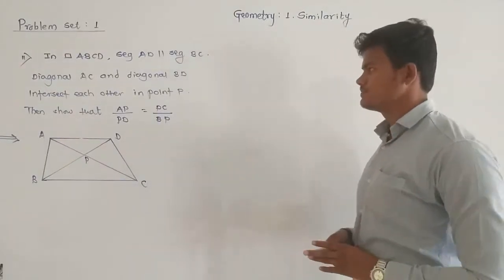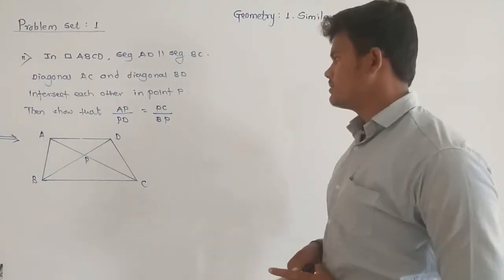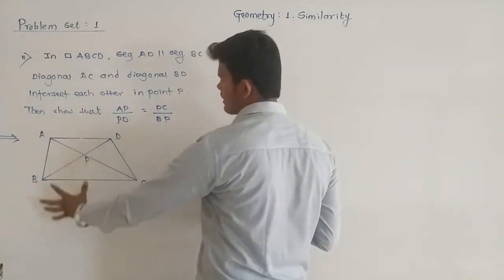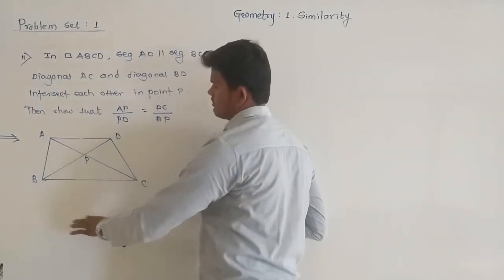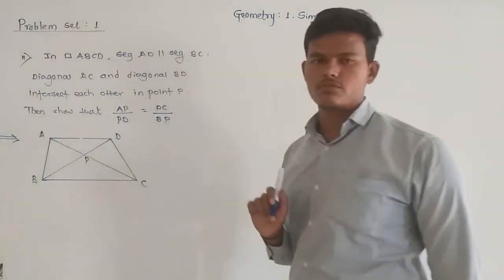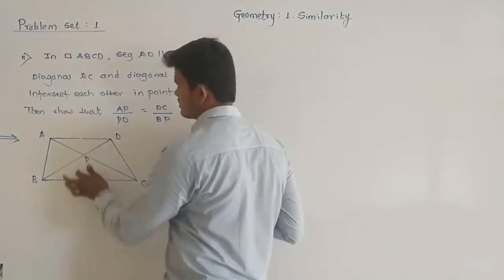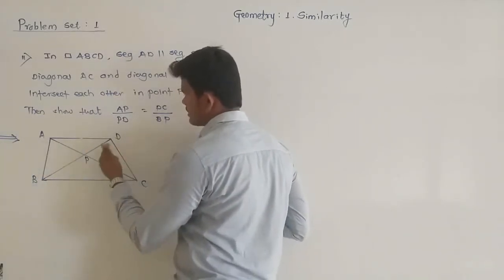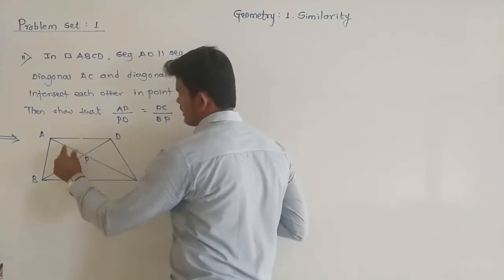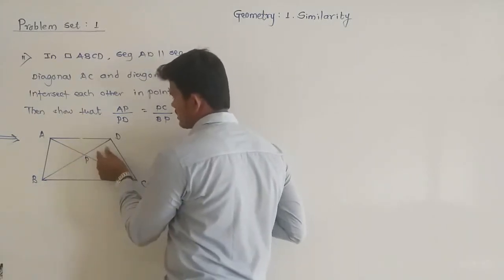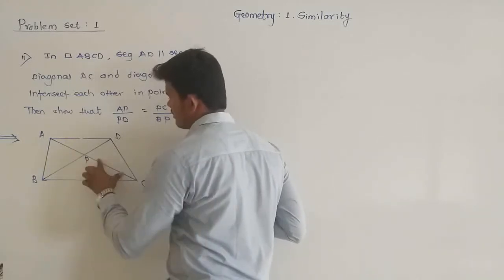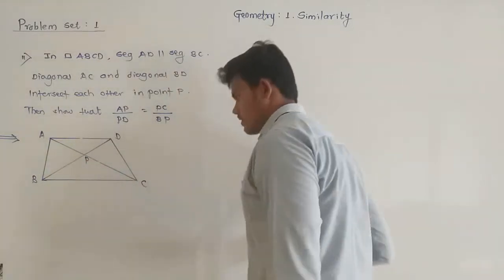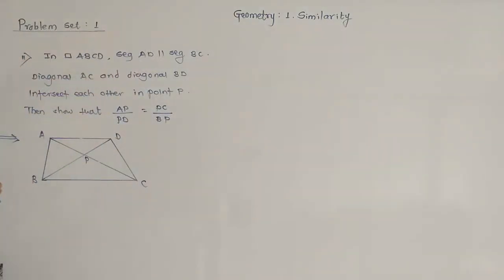Now question number 11 is, in quadrilateral ABCD, segment AD is parallel to the segment BC. That means the quadrilateral ABCD is a trapezium. Why? Because only one pair of opposite sides is parallel. Also, diagonal AC and diagonal BD intersect each other in point P. Then show that AP upon PD is equal to PC upon PB. Okay. Here we have to show corresponding sides are in same proportion. For that, their corresponding two triangles must be similar.